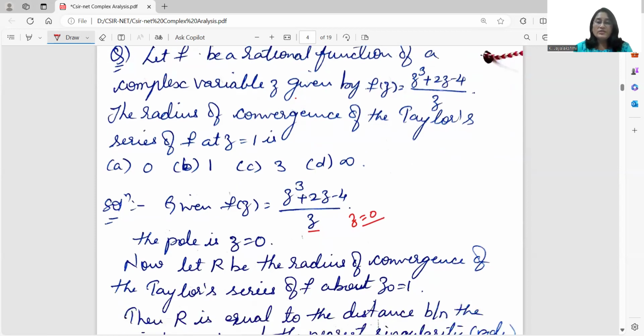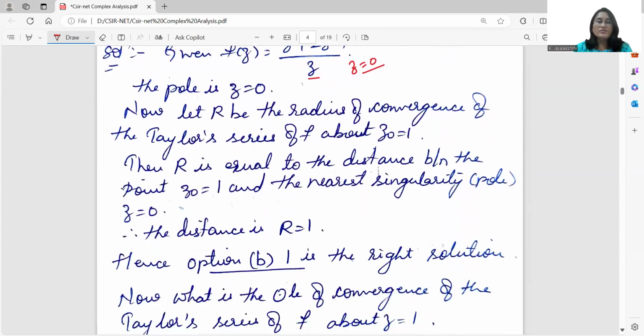Now, if we let R, capital R, be the radius of convergence of the Taylor series of f about z naught equals 1, then R is equal to the distance between the point z naught equals 1 and the nearest singularity. And the nearest singularity, that is the pole of order 1 that we have, is z equals 0. And the distance between z naught equals 1 and z equals 0 is 1. Therefore, R equals 1.